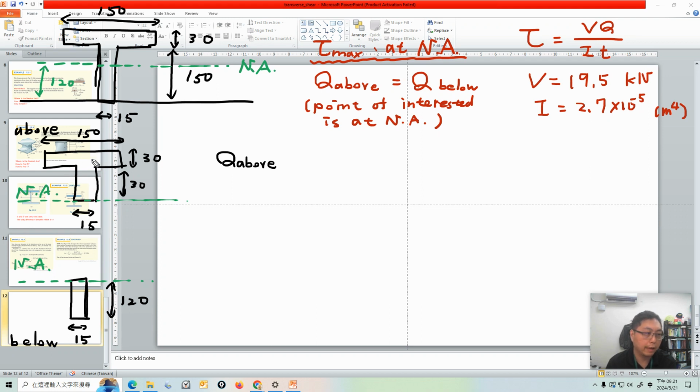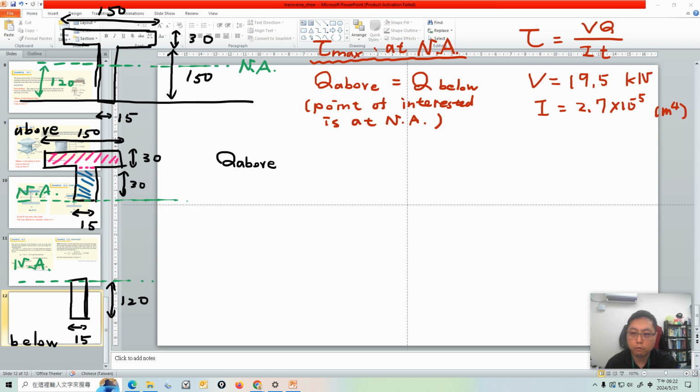This is a complicated shape, so we have to divide it into a simple shape first. We can divide it in this way. Divide, so we have two rectangles. Let me draw this. So we have two areas.